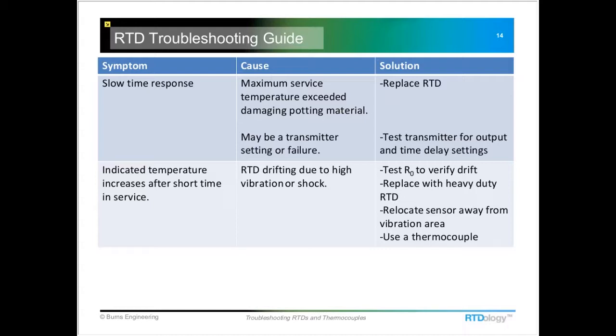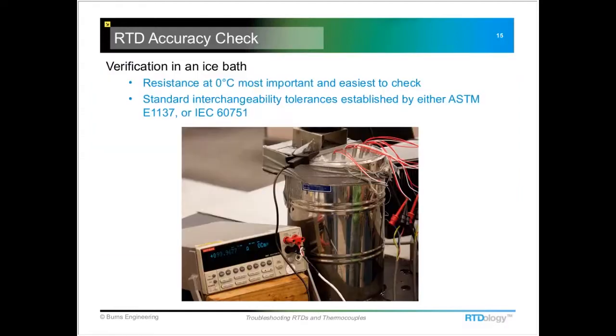Now, you can put in a heavier duty sensor. If that doesn't do it, another solution might be to use a thermocouple instead. They're going to be a lot more resistant to the mechanical damage, a lot more so than an RTD. Now, to verify that the RTD has been drifting, a real simple test to do is to check the ice bath resistance.